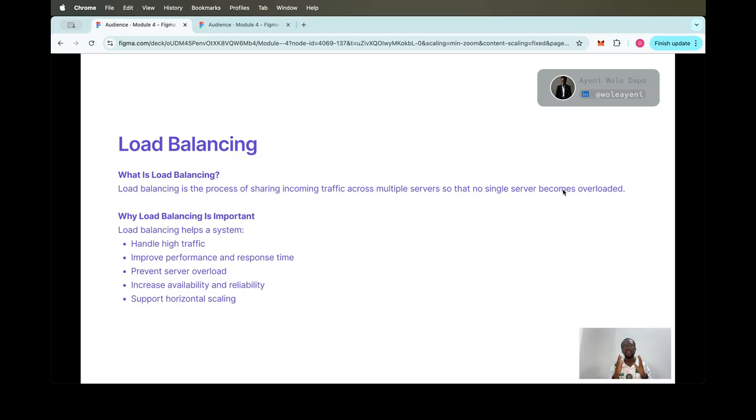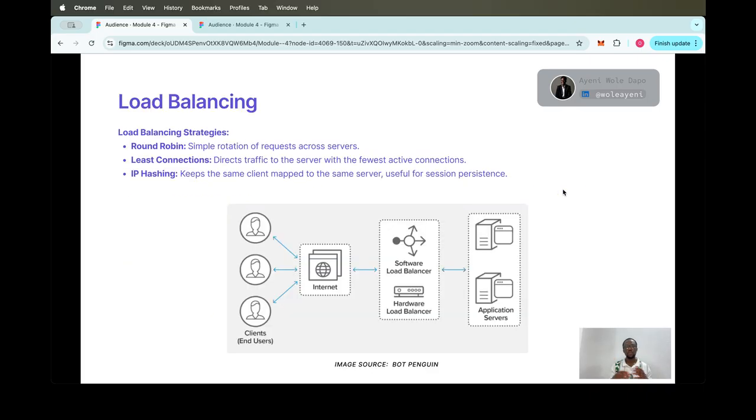Think about a load balancer as a traffic controller. Under load balancer, we'll be looking at load balancing strategy. There are 3 major types of strategy being adopted today. We have the round robin. What does this mean? This routes requests evenly across the servers.